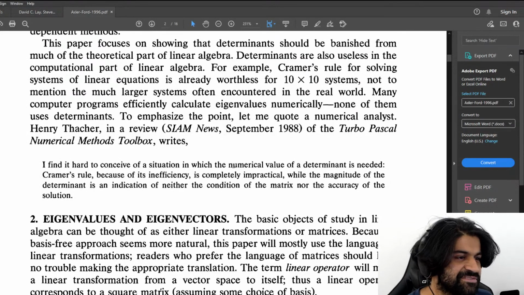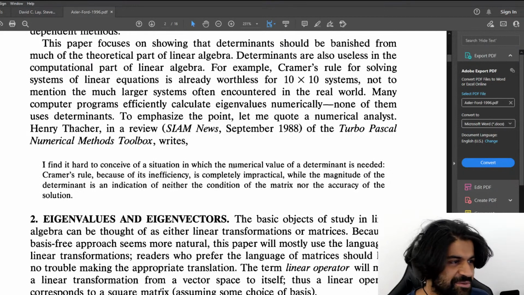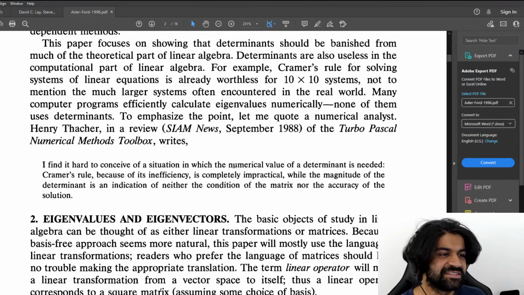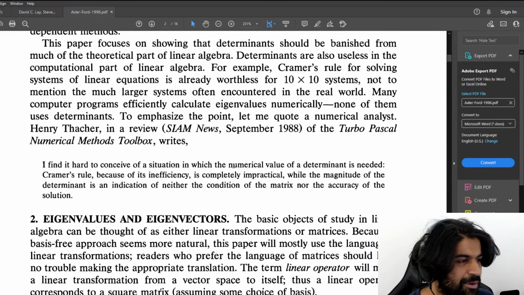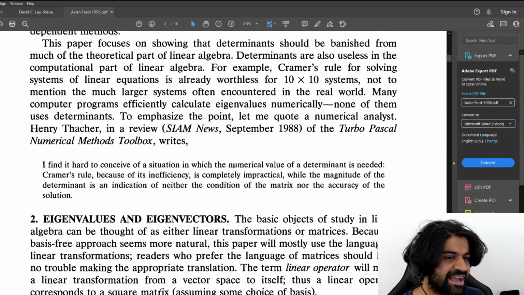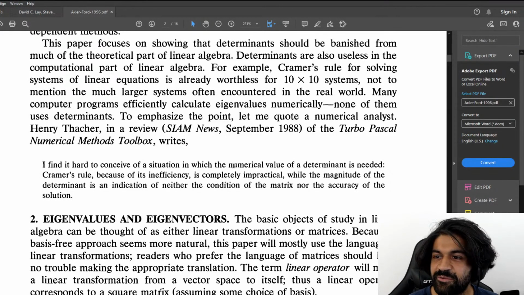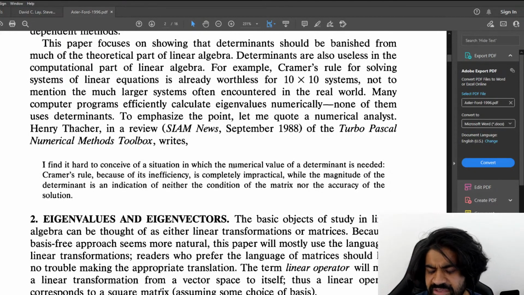I find it hard to conceive of a situation in which the numerical value of the determinant is needed. Cramer's rule, because of its inefficiency, is completely impractical, while the magnitude of the determinant is an indication of neither the condition of the matrix nor the accuracy of the solution. Now, here's the thing. I agree with this statement. You would not use Cramer's rule to do numerical computations, but I hesitate.